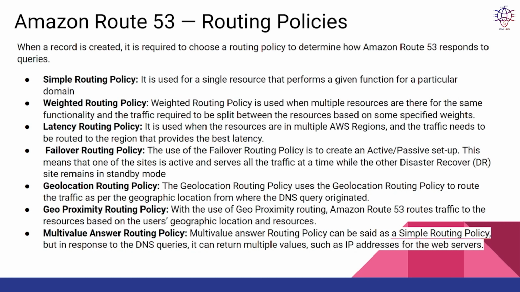Next is the geolocation routing policy. It routes the traffic as per the geographic location from where the DNS query originated. Next is the geo-proximity routing policy. With geo-proximity routing, Amazon Route 53 routes traffic to the resources based on the user's geographic location and the resources' location. The next one is the multi-value answer routing policy. It can be said to be a simple routing policy, but in response to the DNS query, it can return multiple values such as IP addresses for the web address.